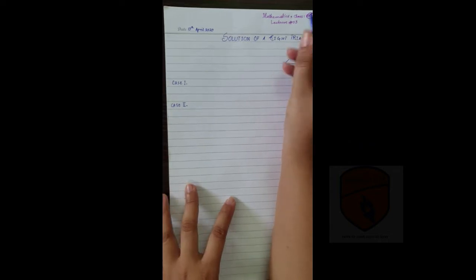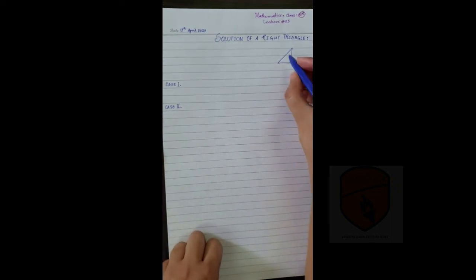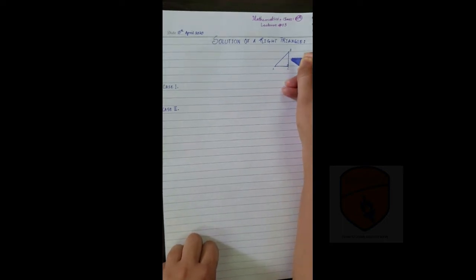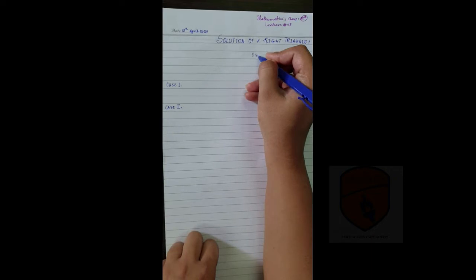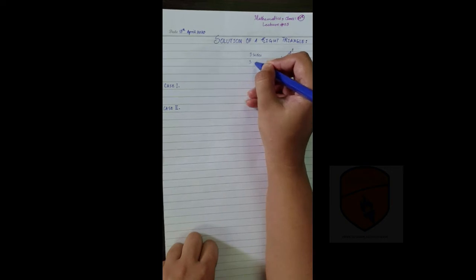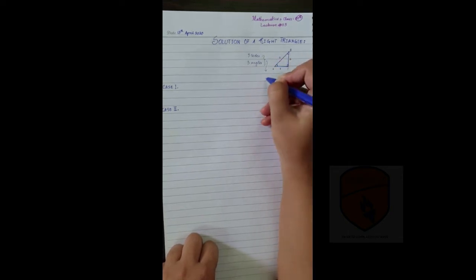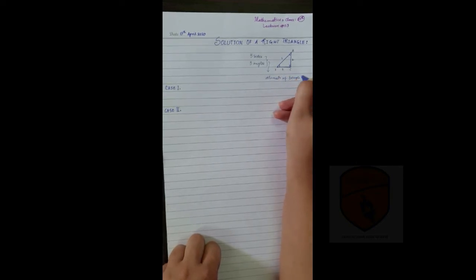Hello everyone, so today's topic is solution of a right triangle. If you consider this triangle right here, then you know how many sides we have. This is, let's say, vertex A, C and B, and then we have three sides, small c, small b. We have three sides. And how many angles we have? Obviously we have three vertices, then we have three angles. Okay, now these three sides and three angles are the elements of a triangle.